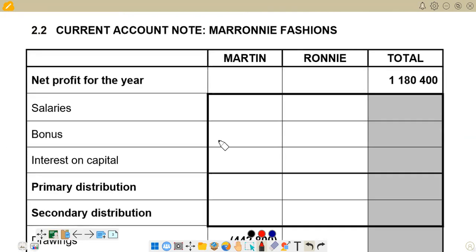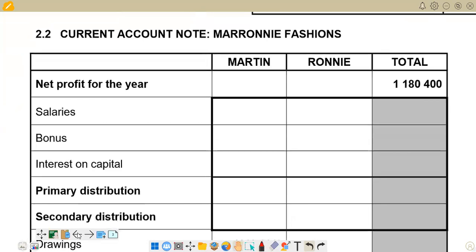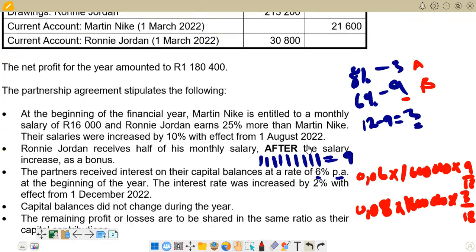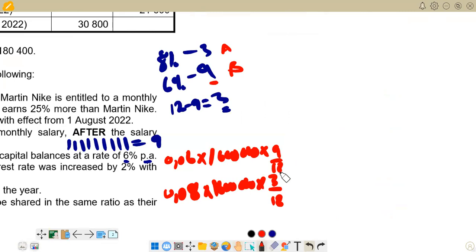Here, if you check there, we have got the section for interest on capital. So we can just make the calculations there. So having this now, we can calculate to find the figures there. Let's try to calculate there and see what we get.